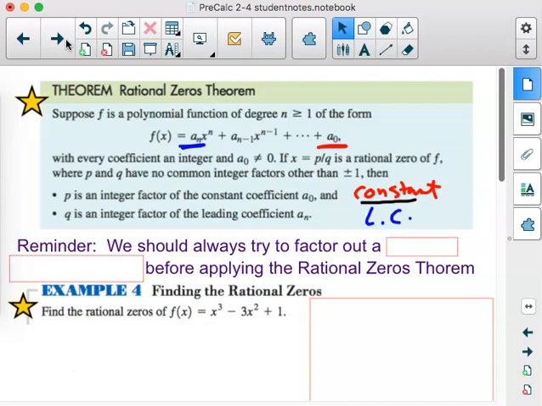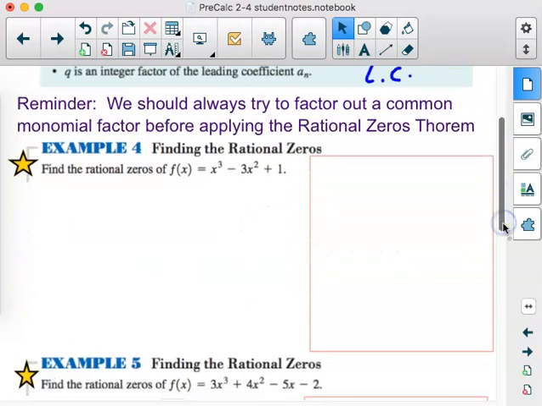So this rational zero theorem says, hey, you're looking at it, you're saying, I can't factor this. What should I do? Find some possibles. Reminder, we should always try to factor out that greatest common monomial factor before applying the rational zeros theorem. And again, that's a best practice when we are factoring. We always take out that common monomial factor first. Even if it is just a negative symbol, we need to do that. So that's the first step.